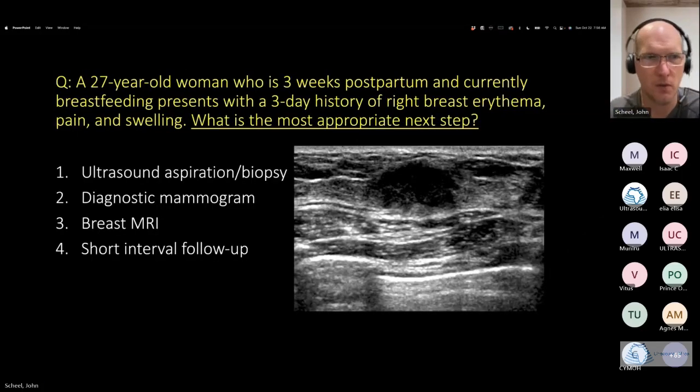So what's the next best step? Is it ultrasound, aspiration, or biopsy, a mammogram, breast MRI, or short interval follow-up?